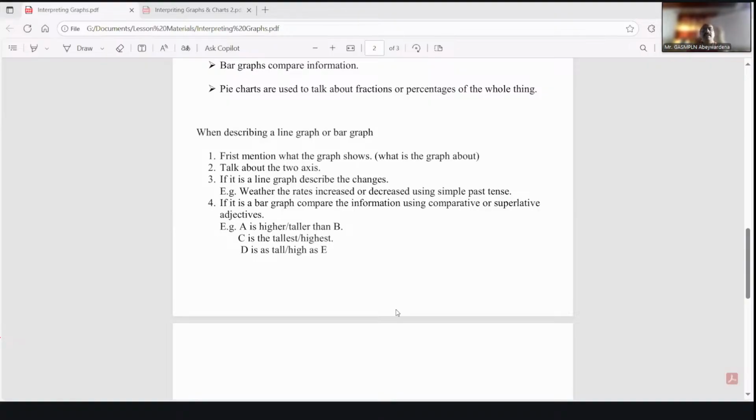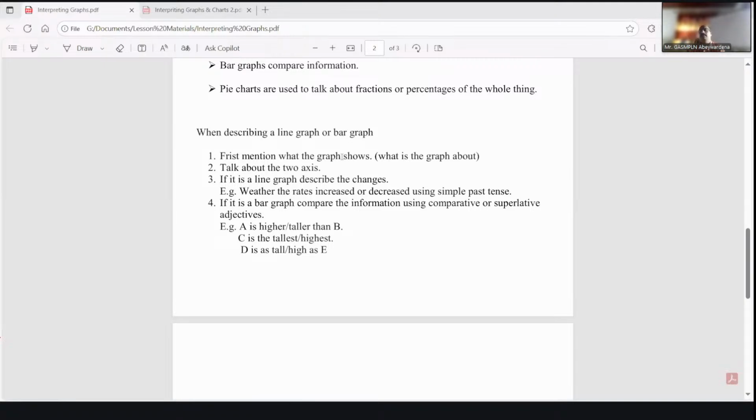When describing a line graph or bar graph, first step: first mention what the graph shows. What is the graph about? It is given, for example, the population in Sri Lanka, or dengue cases reported in the western province in Sri Lanka. So you have to say, the above graph shows the dengue cases reported during the last 9 months in the western province. So you have to give the topic.